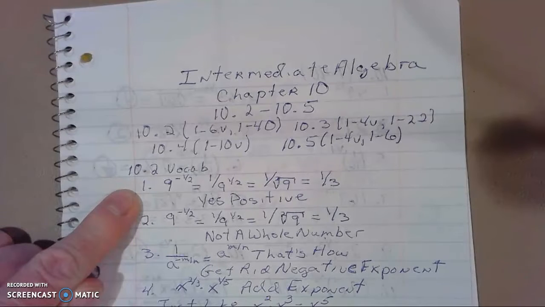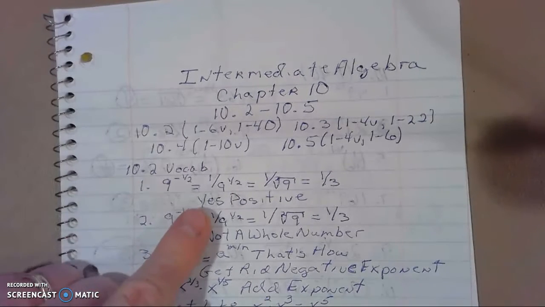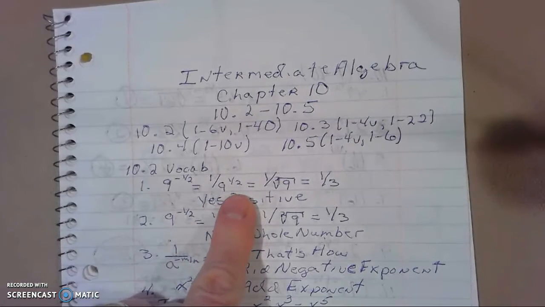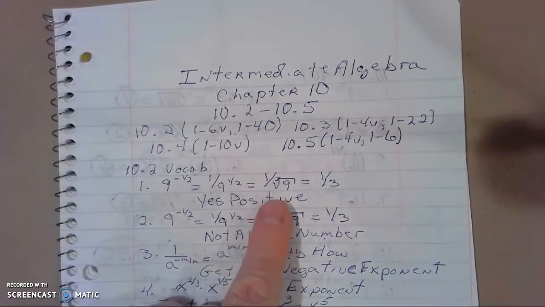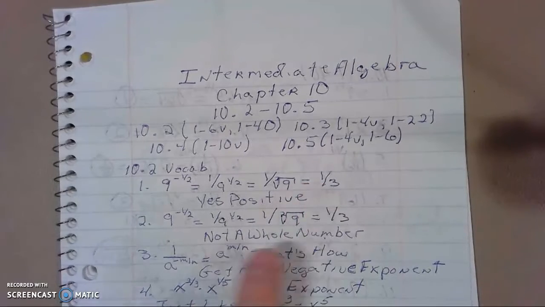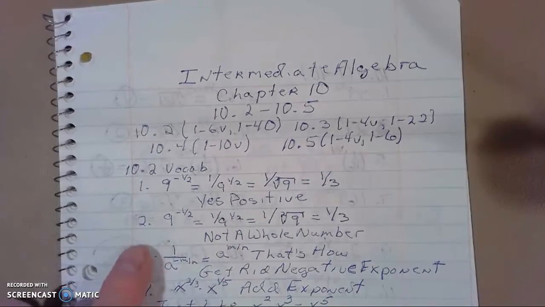To get rid of the negative on your exponent, you move it to the denominator. So 1 over 9 to the 1/2. When you have fractional exponents, the denominator is the index of your radical. So it is the square root of 9 to the first. And the square root of 9 is 3, so the answer is 1/3, and 1/3 is positive.